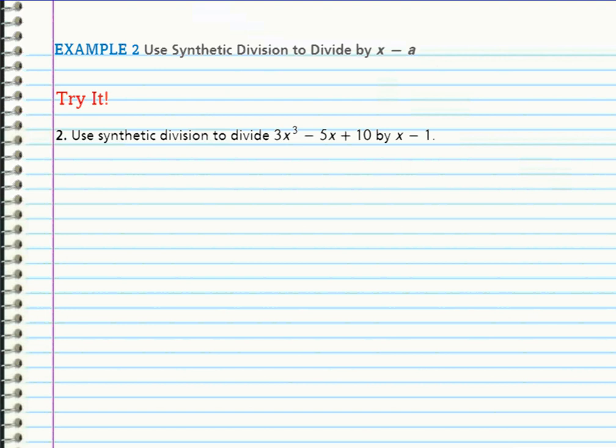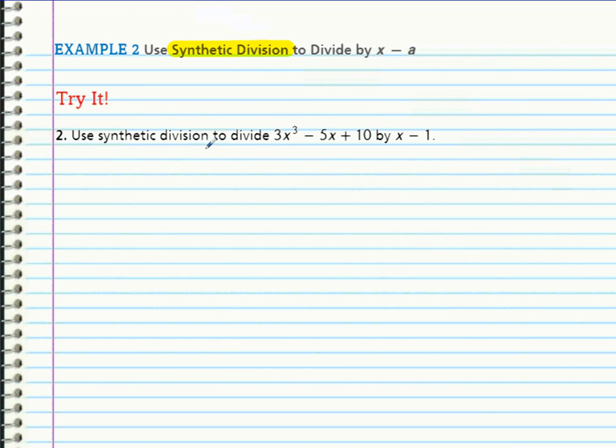This is the new stuff, and a lot of people prefer this method over long division. Synthetic division. This looks weird, but once you understand it, it goes by so much quicker than long division. It's the same exact process, but it goes by so much quicker.